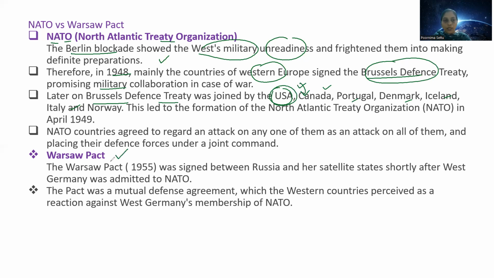Next, we'll proceed with the Warsaw Pact. This Warsaw Pact was signed in the year 1951 between Russia and other satellite states. After this, West Germany was admitted to NATO. This pact is a mutual defense agreement, which the Eastern countries formed as a reaction against West Germany's membership of NATO.